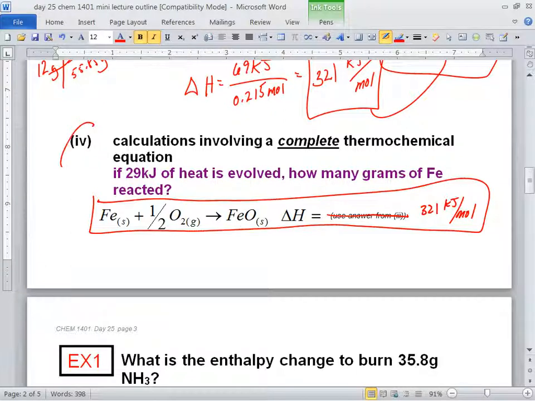Fourth type of problem. Here's the sample question. 29 kilojoules of heat evolved. How many grams of iron reacted? Let's see if Mia has a game plan for this. How did I get to you all back already? I'm skipping people somehow, Mia. That's all right. Life isn't fair. Do you see a game plan to do this? Anybody help her out?